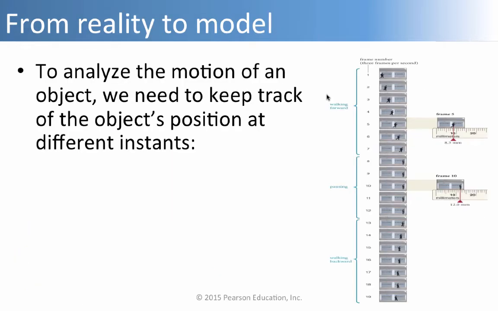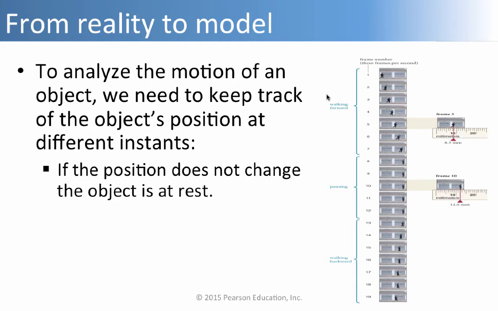So here's an example of a picture, which is actually little snapshots. They're frames, and it's an example of how we can keep track of an object's position. So let's say we want to analyze the motion of an object. We need to know where it is at different instants. This means looking at its position at different moments, different instants. When the position doesn't change, the object is at rest.